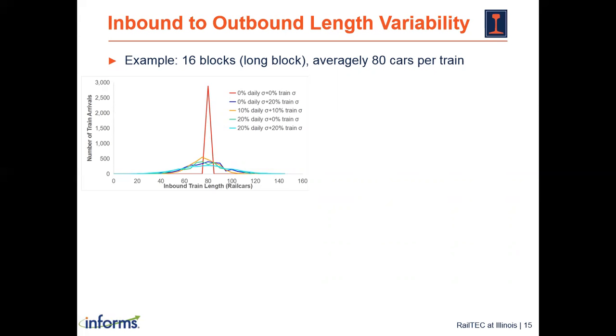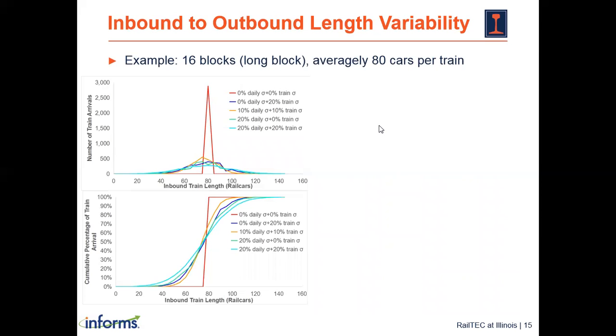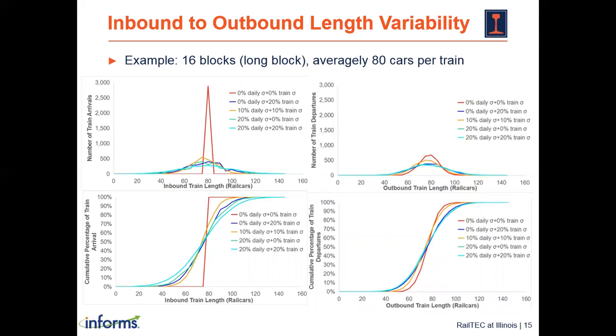To determine how the yard propagates train length variability, distributions of inbound and outbound trains and their cumulative distributions were developed for the set of scenarios with daily volume variability ranging from 0% to 20%, and individual train size variability ranging from 0 to 20%. In a scenario with 0 daily volume variability and no individual train size variability, all inbound trains are consistently 80 rail cars in length, leading to a vertical line for the cumulative distribution.